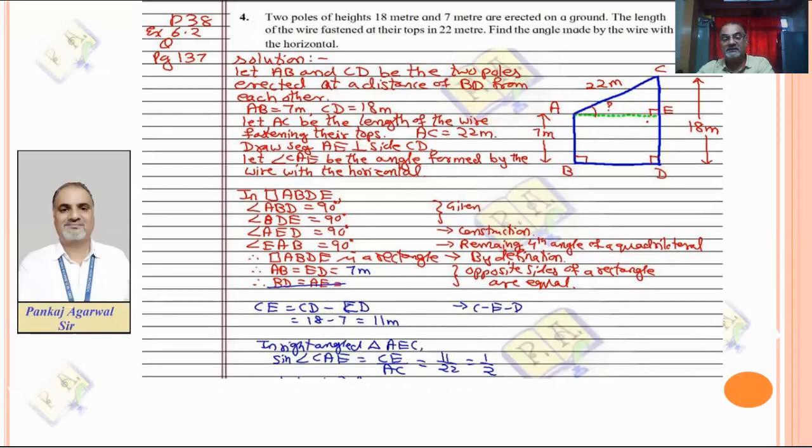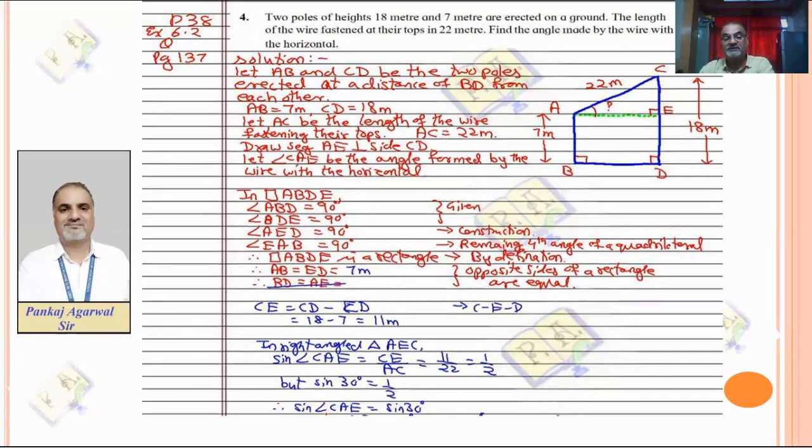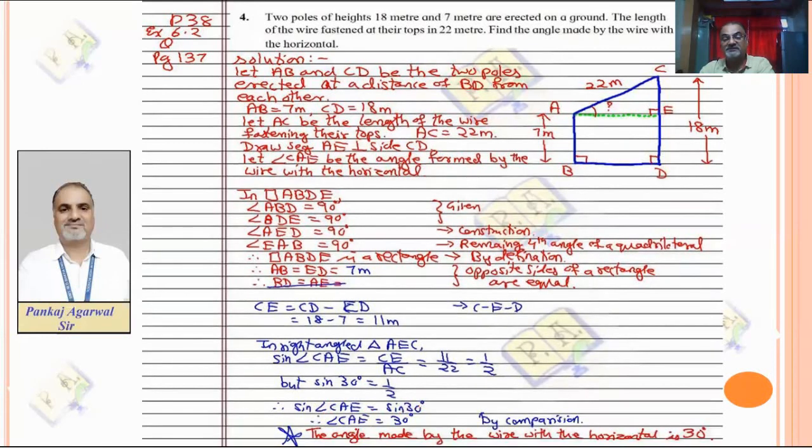In right angle triangle AEC, what is angle CAE? It is opposite side CE upon hypotenuse AC, which is 11 upon 22, which is 1 upon 2. According to the table, sine 30 degrees is 1 upon 2. Therefore, sine angle CAE is equal to sine 30 degrees. So by comparison, we can say that angle CAE is 30 degrees. Therefore, the angle made by the wire with the horizontal is 30 degrees.